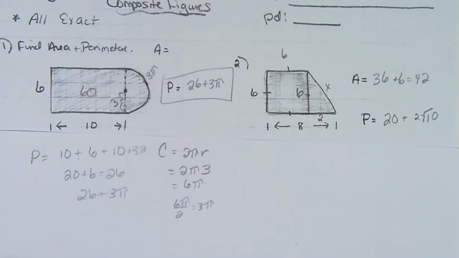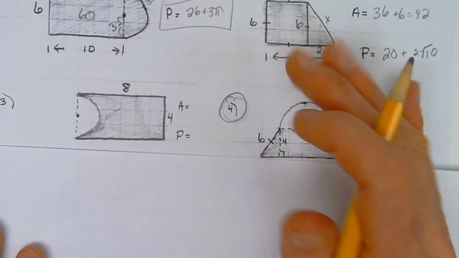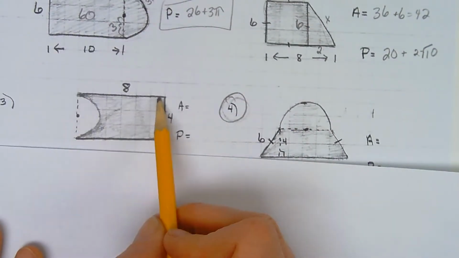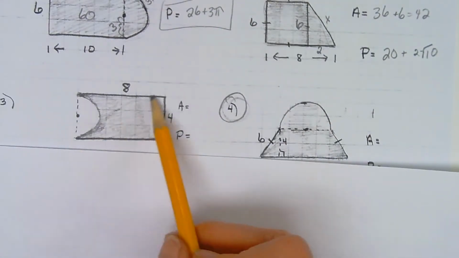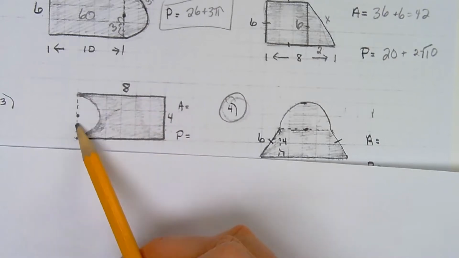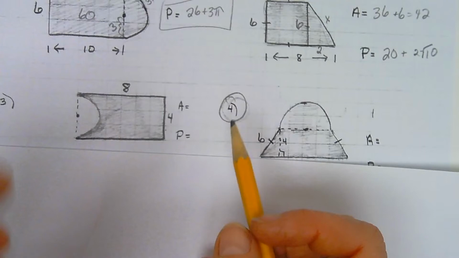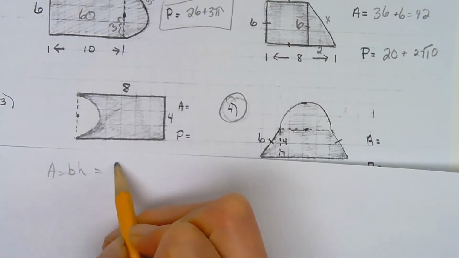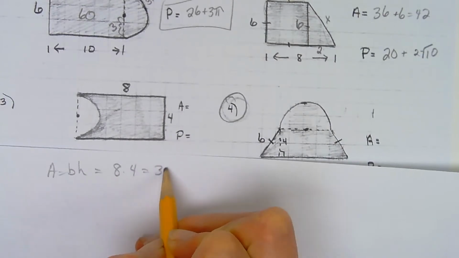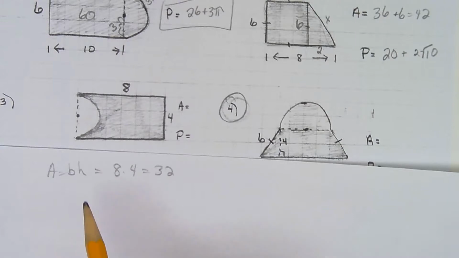Okay, number 3. Here's a figure that looks an awful lot like a rectangle with a chomp taken out of it, a half a circle. So to find the area of this figure, we're going to find the area of the rectangle as if it were whole and then subtract out half of a circle. The area of the rectangle is base times height, which is 8 times 4, which is 32. So the area of the whole rectangle is 32.